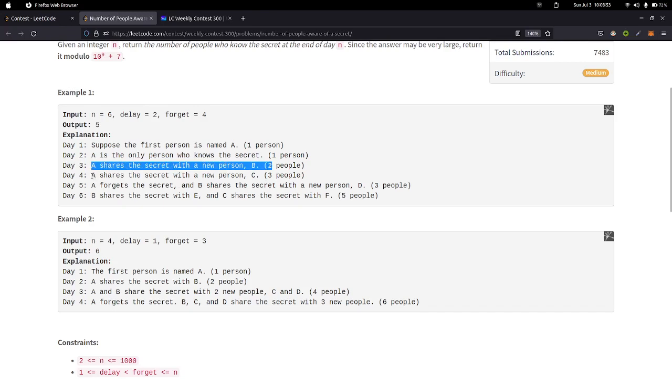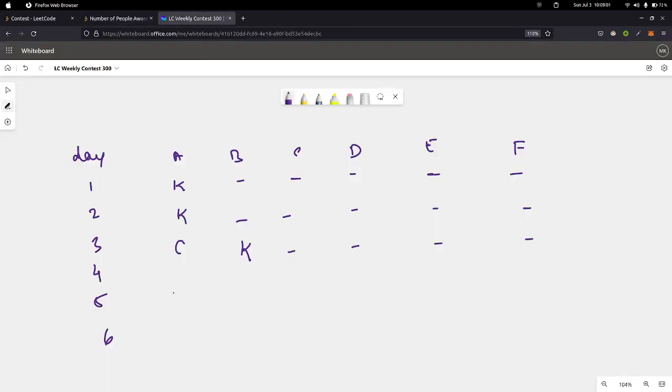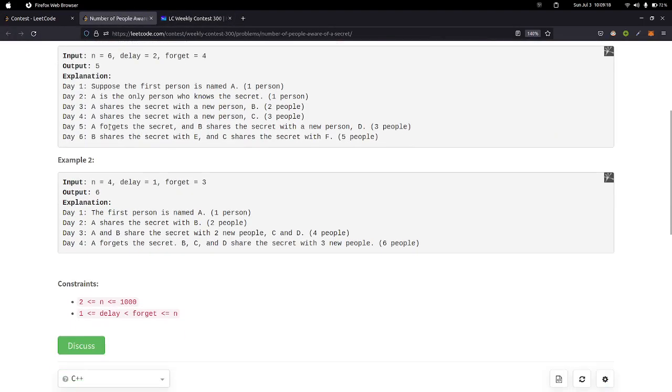And then on the fourth day, again person A shares the secret with one more new person C, right? So on the fourth day, still he's a creator, and B still knows the secret, and C gets to know the secret for the first time. Cool. D, E, F don't know anything till now. Okay. On the fifth day, A forgets the secret because 1 plus forget is 4, which is 5. So on the fifth day, the first person forgets the secret.